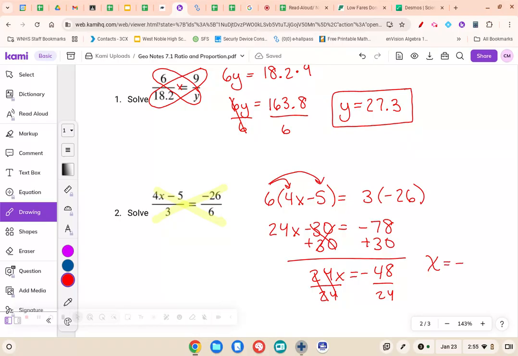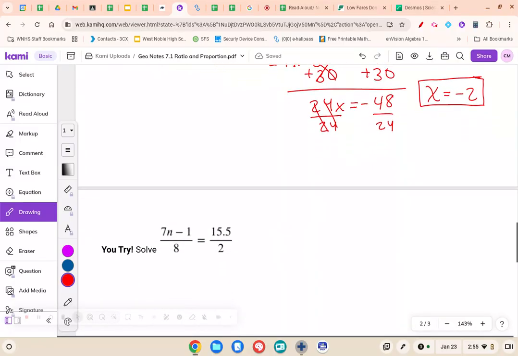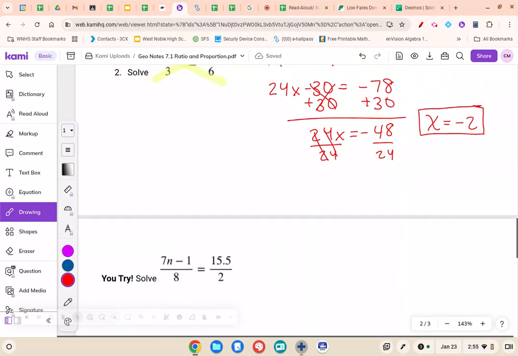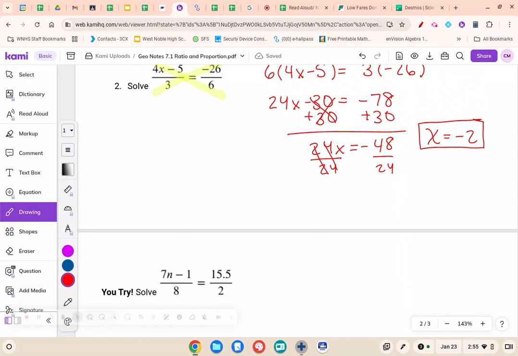So x is equal to negative 2. All right, on the next page, there's a you try. Go ahead and pause me, and you guys try it.